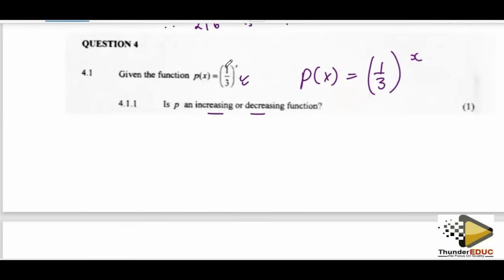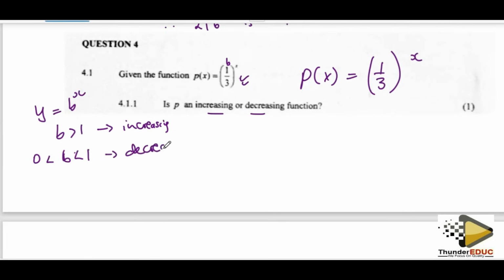One thing we know, if it is in the form y is equal to b to the x: if b is greater than 1, then the function will be increasing. But if b is in between 0 and 1, then the function is decreasing. So in this case, since 1 over 3 is between 0 and 1, the function is decreasing. Do they want a reason? No. So that is enough. So the function is decreasing.